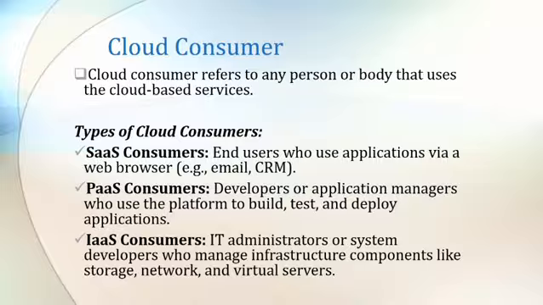The first one is SaaS consumers, which stands for software as a service. These are normal end users who access applications through a web browser, like using online email service. The second is PaaS consumers, which stands for platform as a service. These are usually the developers who use the cloud platforms to build, test, and deploy the applications. The third type is IaaS consumers, which stands for infrastructure as a service. These are mostly IT administrators who manage the infrastructure components like servers, storage, and networks.